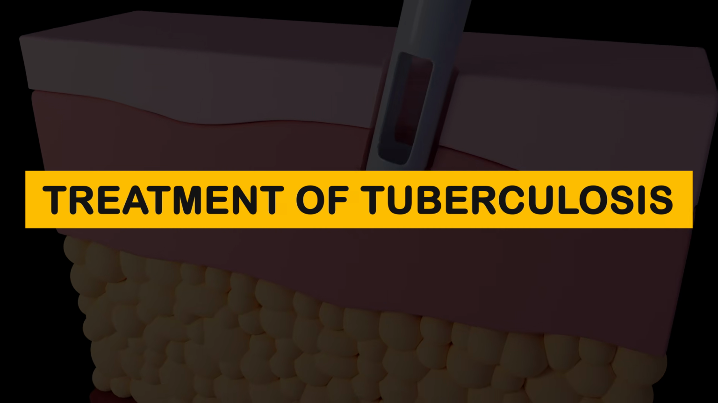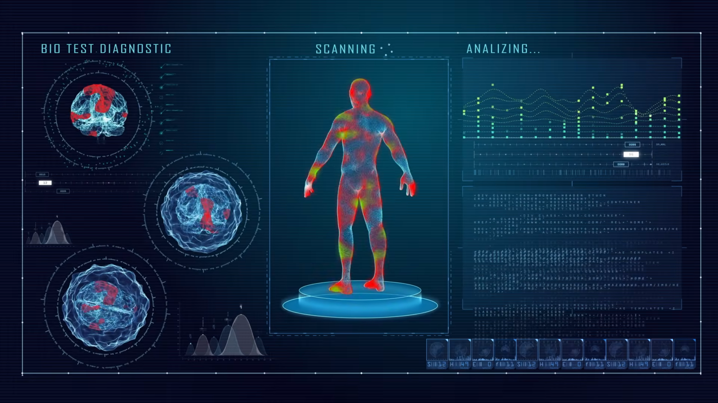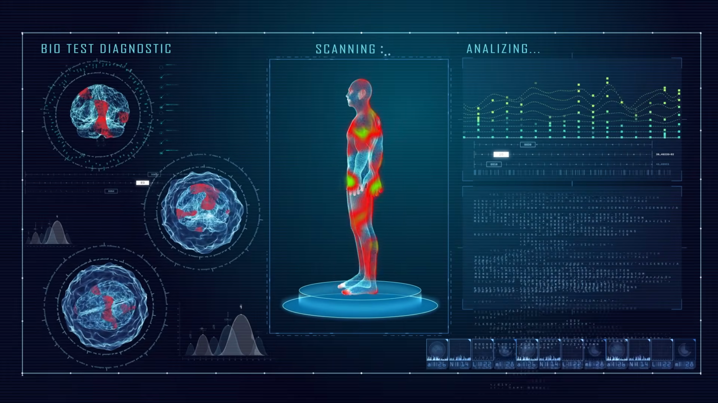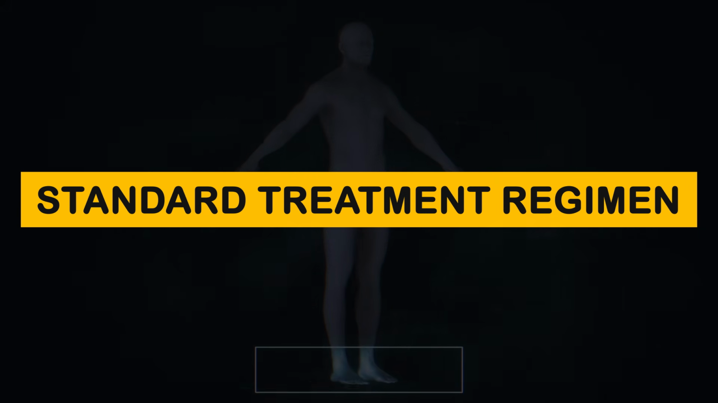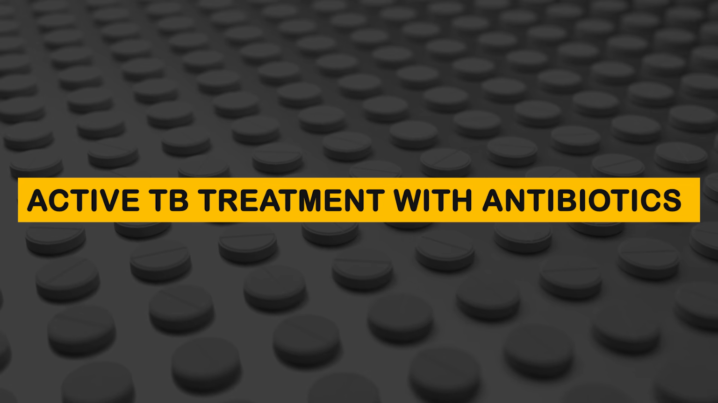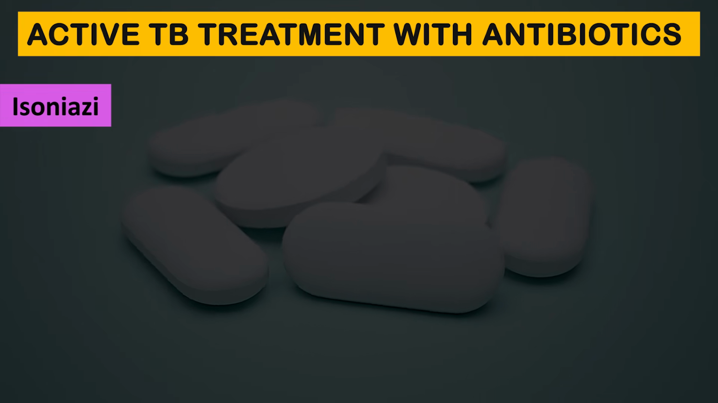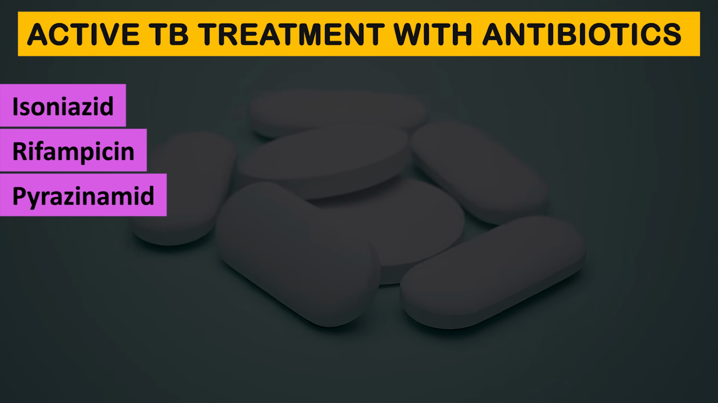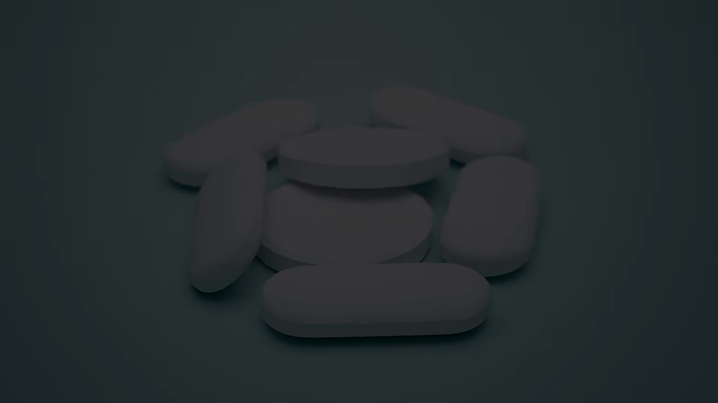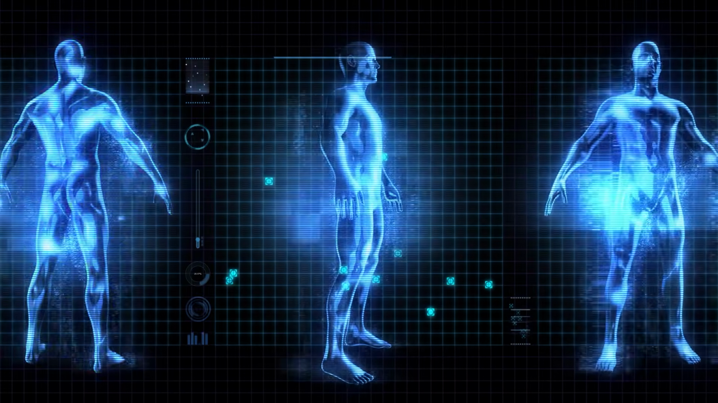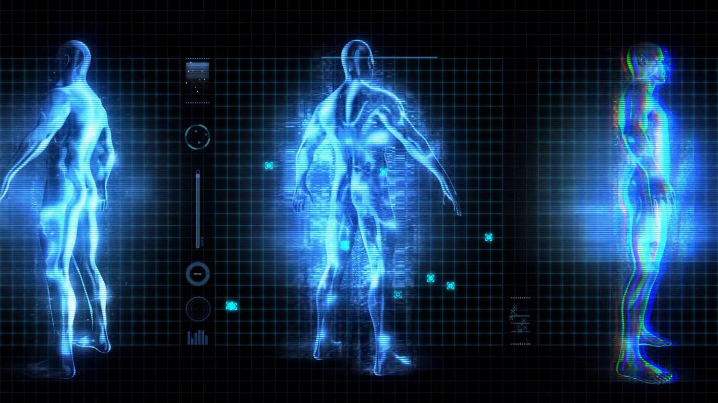Treatment of tuberculosis. TB is curable, but treatment requires strict adherence. Standard treatment regimen. Active TB is treated with a combination of antibiotics for at least 6 months: isoniazid, rifampicin, pyrazinamide, ethambutol. The first 2 months are called the intensive phase, followed by a continuation phase. Stopping treatment early can lead to drug-resistant TB, which is much harder and more expensive to treat.